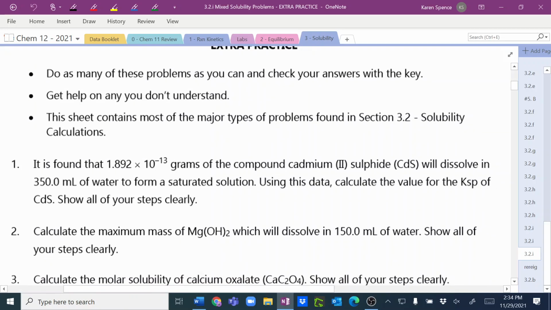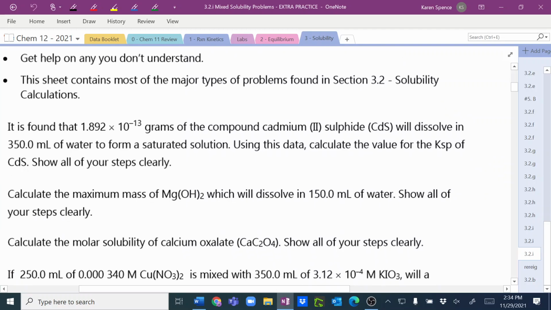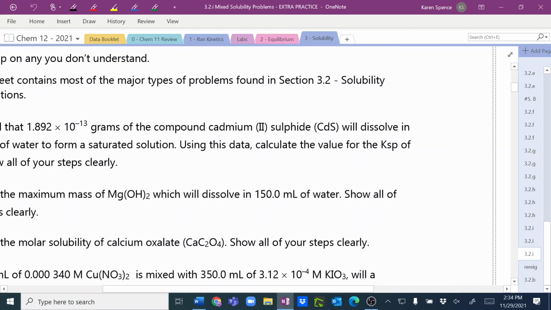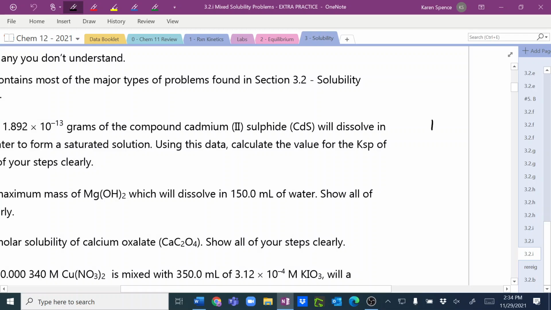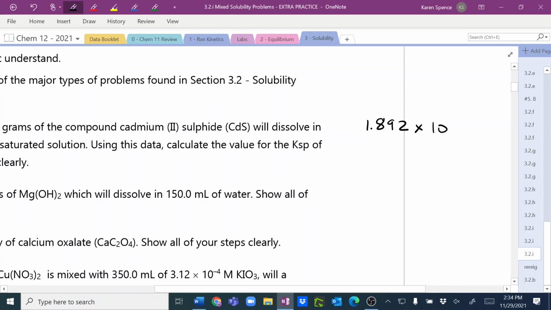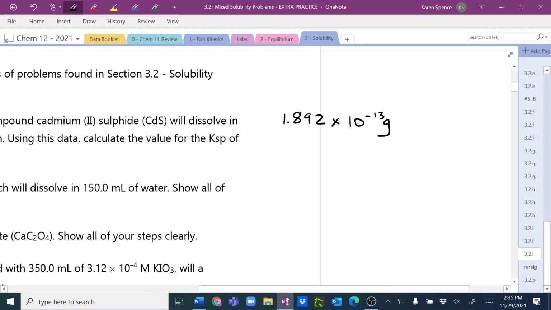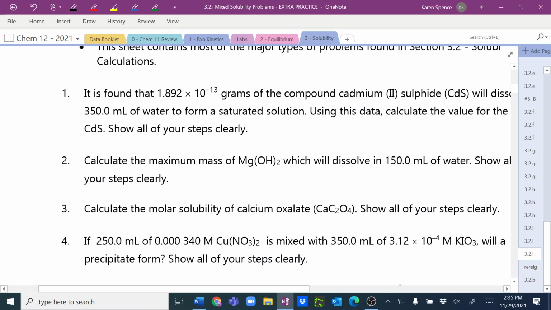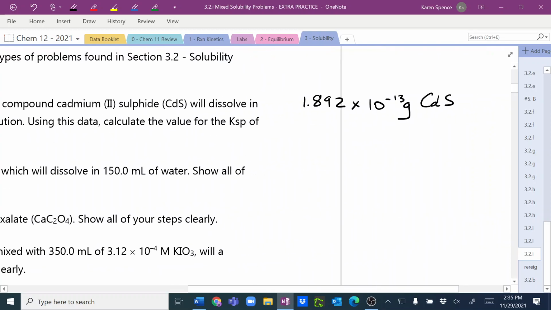It is found that many grams, so I'm going to rewrite this over here, 1.892 times 10 to the negative 13 grams of cadmium sulfide, CdS, will dissolve in 350 milliliters of water.